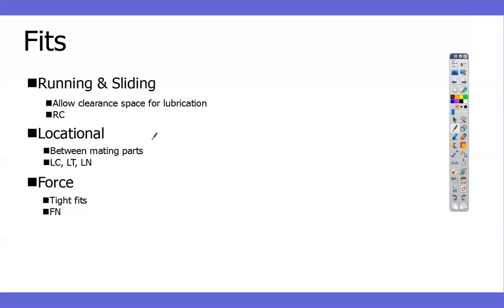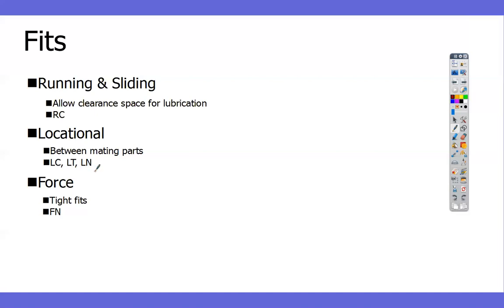So within location, we have three types of location fits. We have LC, location clearance. So up here we had RC, running clearance. So here we have LC, location clearance. We have LT, location transition. And then we have LN, location, what's N?